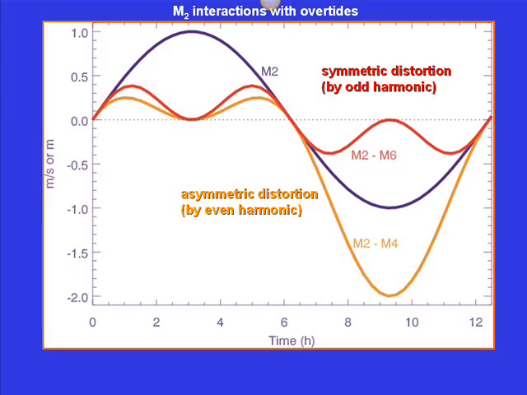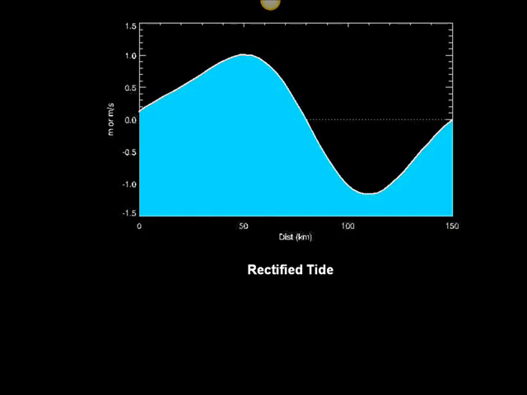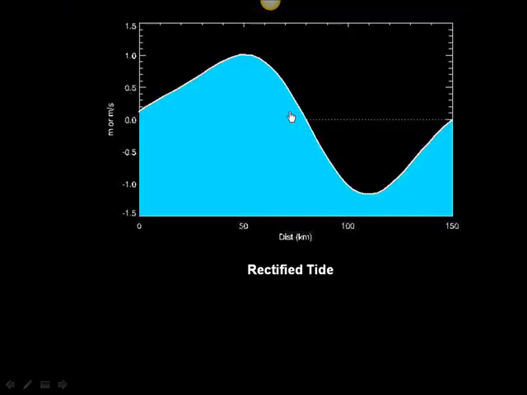And so the M2 will get distorted, and the distortion can be symmetric, like the red line, or asymmetric, like the orange line. So there it is again, the animation of the rectified type. Now let me go back so that you see it again. You see that it's not a sinusoid.